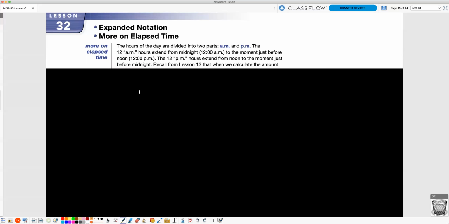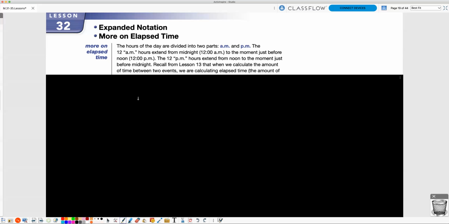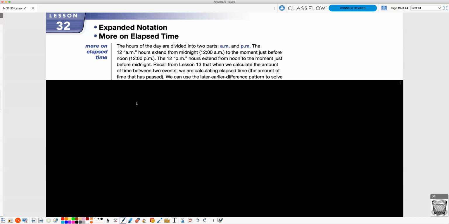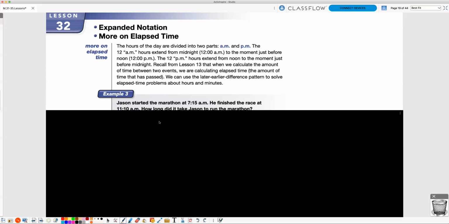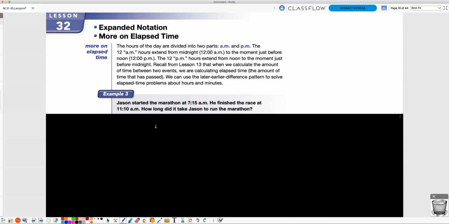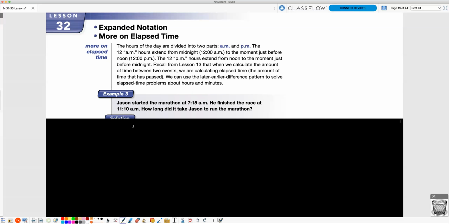Recall from lesson 13 that when we calculate the amount of time between two events, we are calculating elapsed time, the amount of time that has passed. We can use the earlier difference pattern to solve elapsed time problems about hours and minutes. So for example 3, Jason started the marathon at 7:15 a.m. He finished the race at 11:10 a.m. How long did it take Jason to run the marathon?